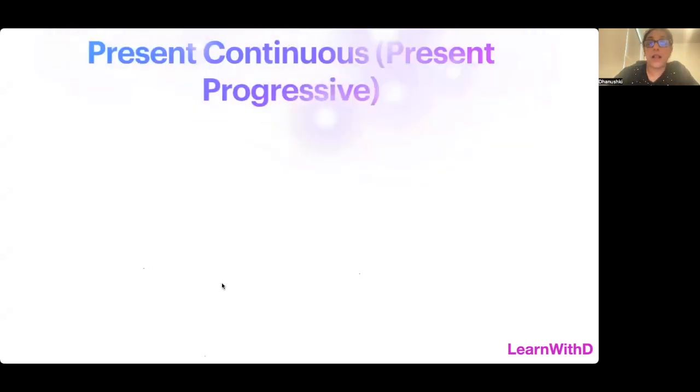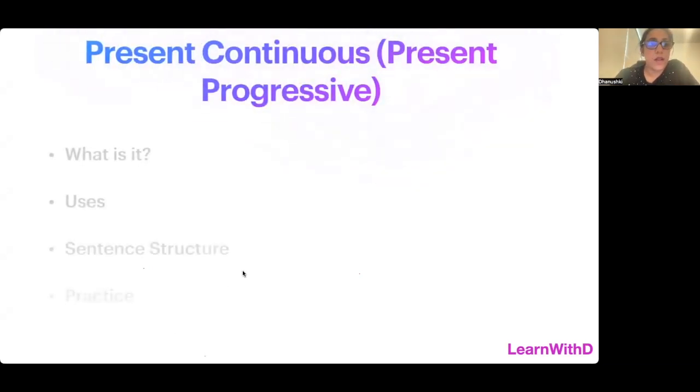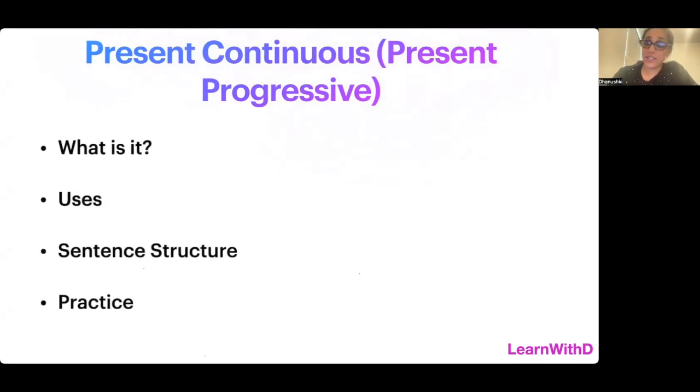So, today we are going to learn about the present continuous or the present progressive. What is the present continuous or the present progressive? And what are the uses of this tense? How do we use them? When do we use them? Then the sentence structure, right? How do we write the present continuous in a sentence? And of course, practice.